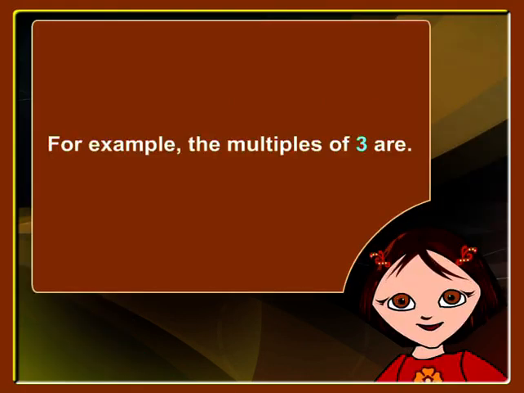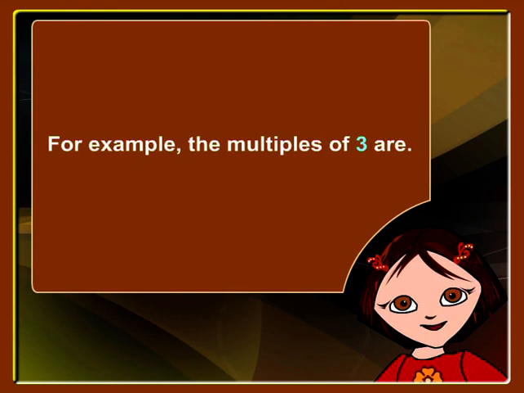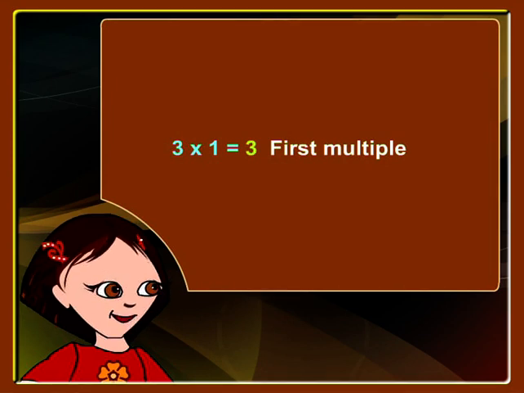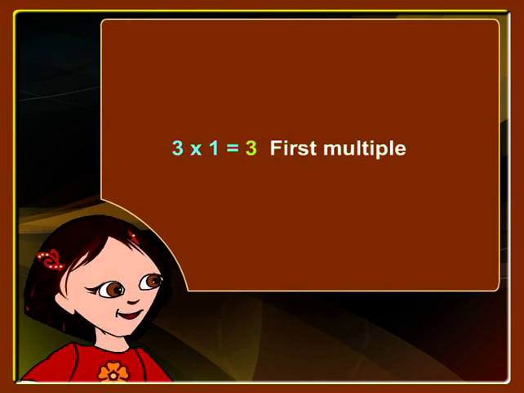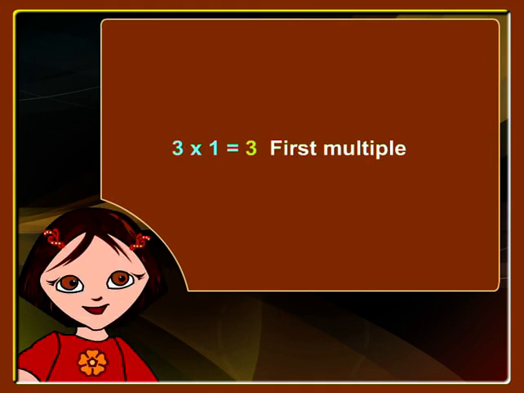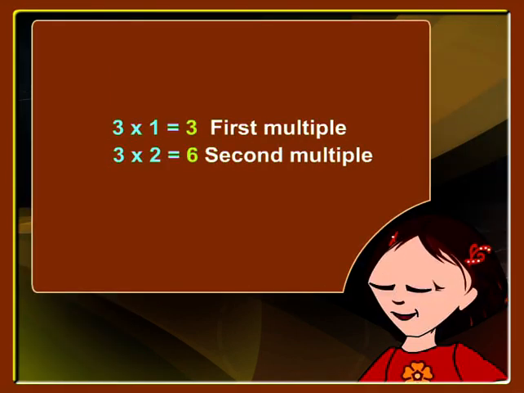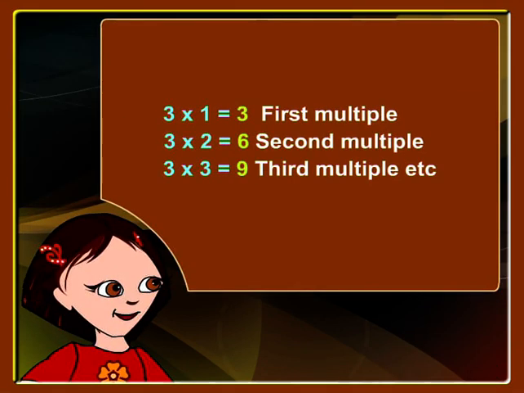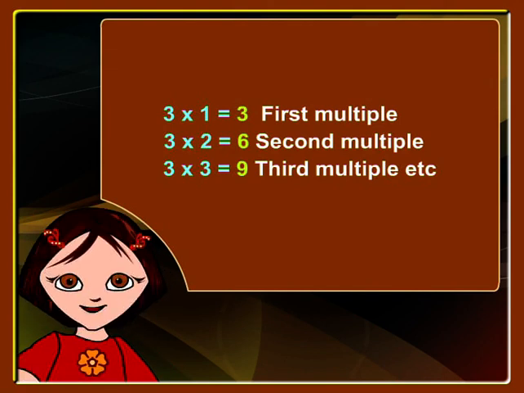For example, let's find the multiples of 3. We start multiplying 3 with natural numbers beginning with 1. 3 multiplied by 1 is equal to 3. 3 is the first multiple of 3. 3 multiplied by 2 is equal to 6. 6 is the second multiple of 3. 3 multiplied by 3 is equal to 9. 9 is the third multiple of 3 and so on.